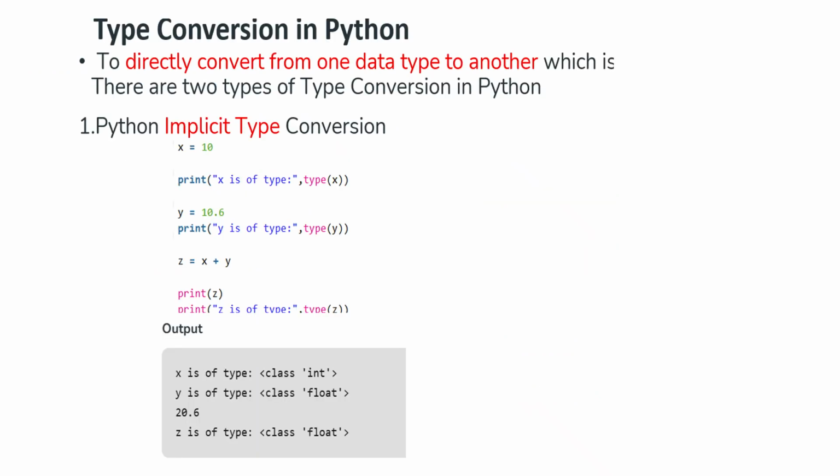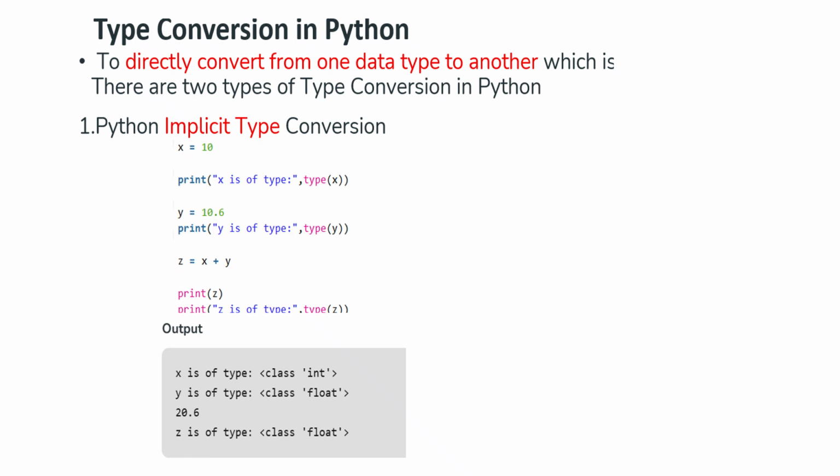Type conversions in Python. To directly convert from one data type to another, there are two types of type conversions in Python: Python implicit type conversions and Python explicit type conversions. The first one is implicit type conversion.